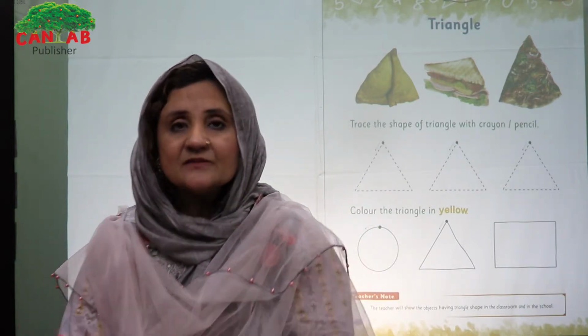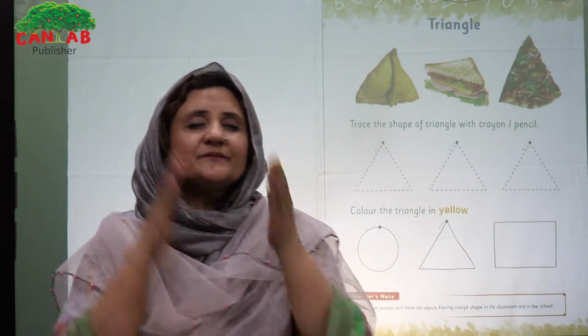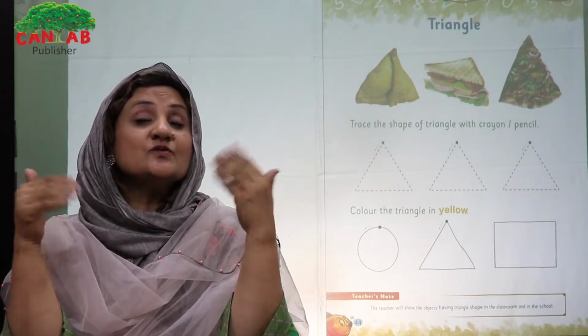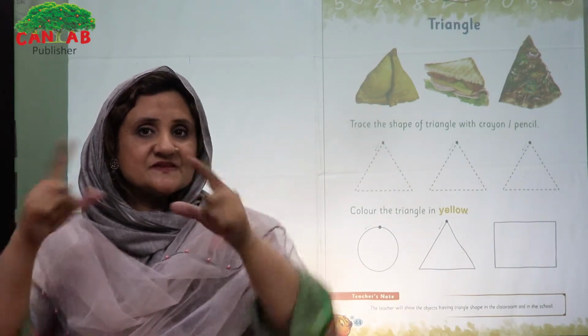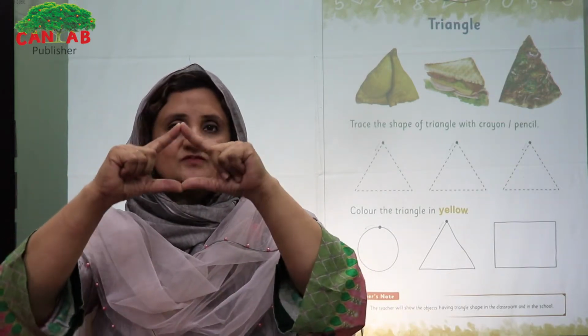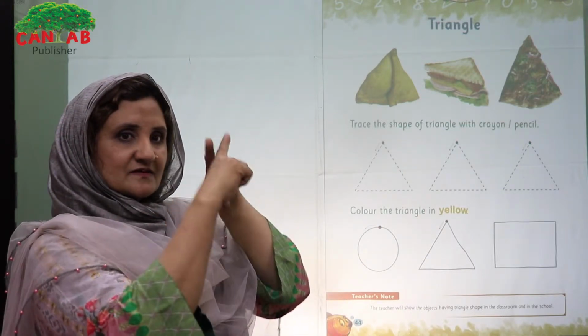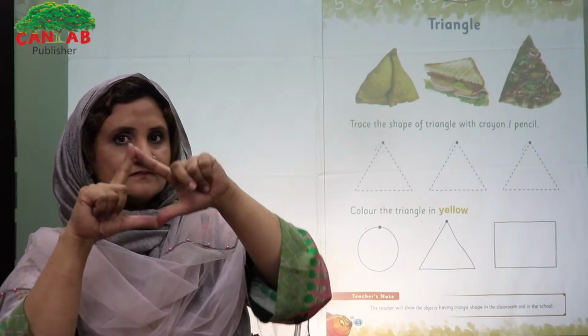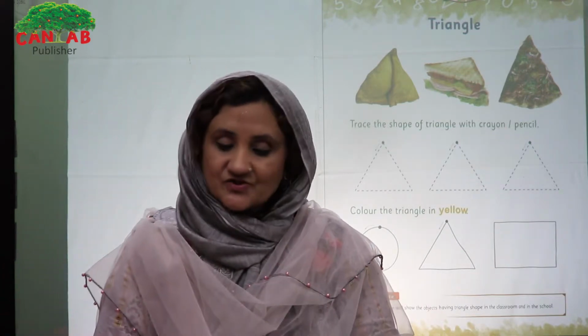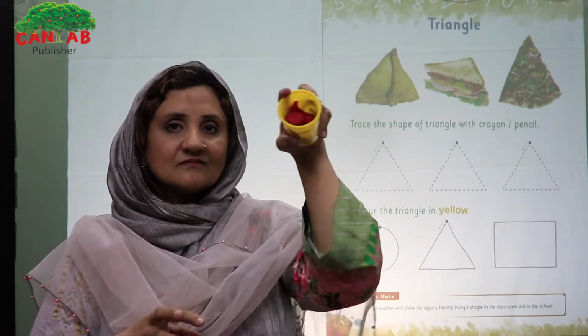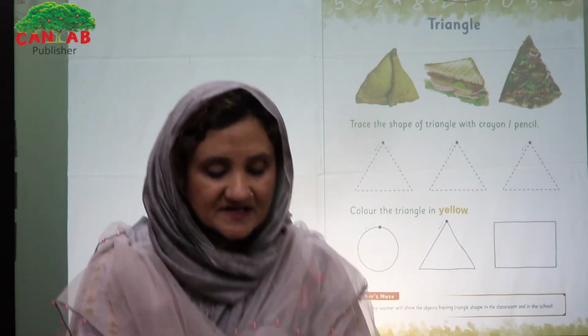Then you can ask them to just imagine themselves in the bakery and try to name the bakery items having triangular shape. For example, pizza, piece of a pizza. And sandwich, yes.